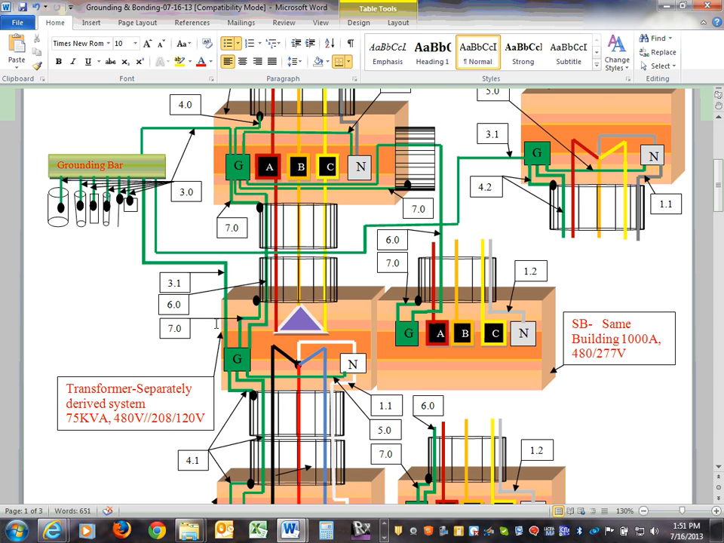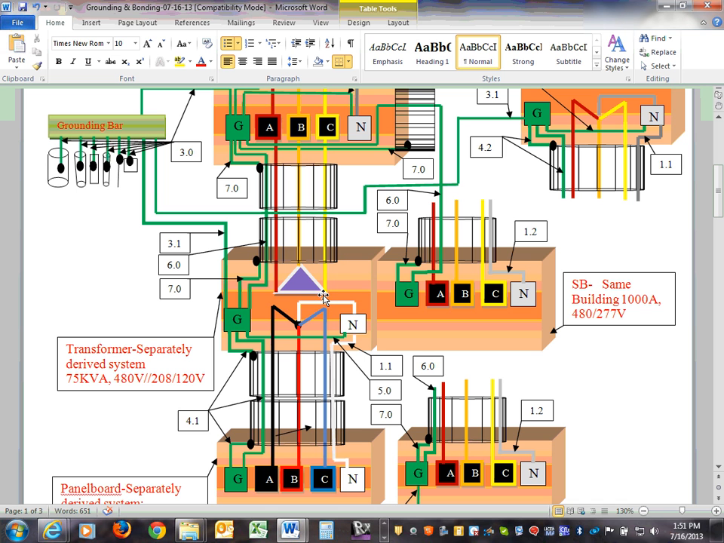Can you guys see a 3.1? That's taking your ground, your separated derived system transformer that you own and operate, taking a grounding electrode conductor all the way back to the ground bar inside your building, or to the steel of the building. Doesn't have to be really going all the way back here. It could go to the steel, rebar or steel in your building. So this 3.1 is grounding the equipment here, the separated derived equipment.